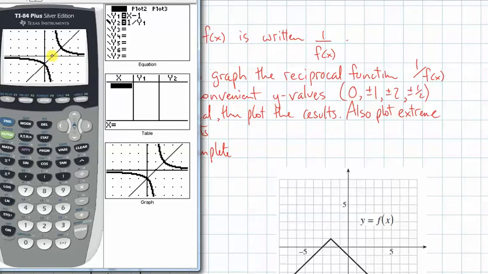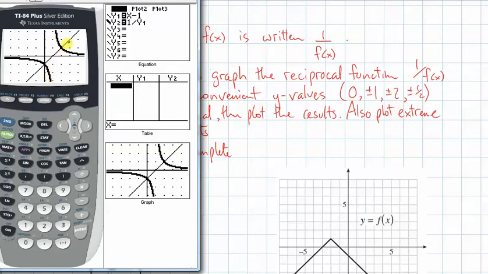Now notice 0. The line has an x-intercept here. The y value is 0. The reciprocal of 0 means 1 divided by 0. And therefore, I get a vertical asymptote here. Another important feature.